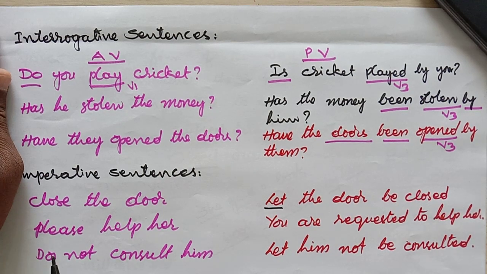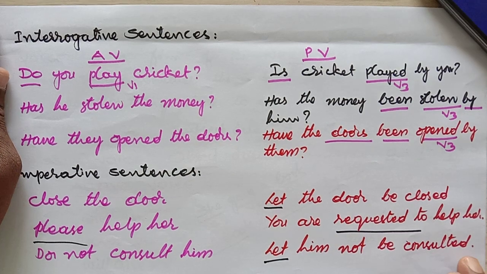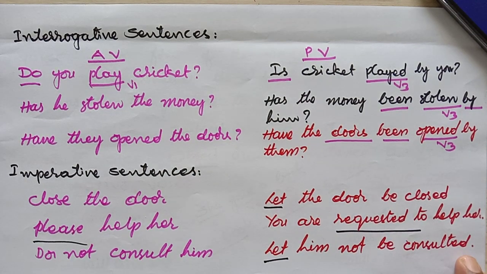Then we have, please help her. Now, you are requested to help her. You are requested to help her. Now, see, once there is please, we have written requested. Then, don't consult him. Let him not be consulted. Let is there. Okay. Now, in this way, we can convert active and passive voice sentences.